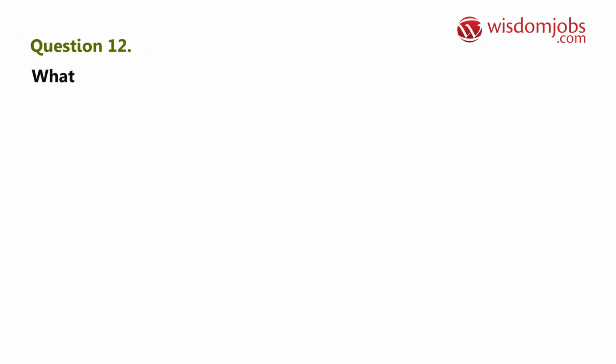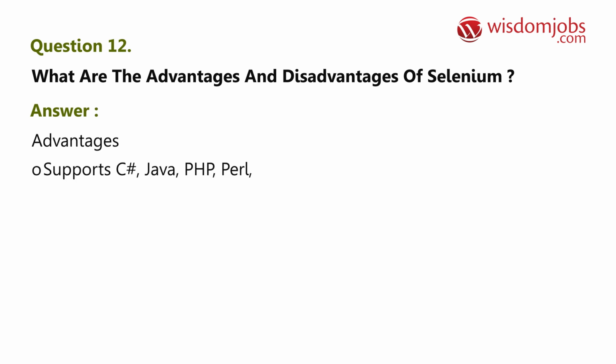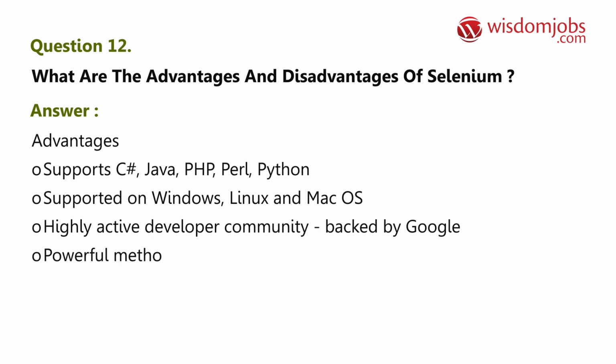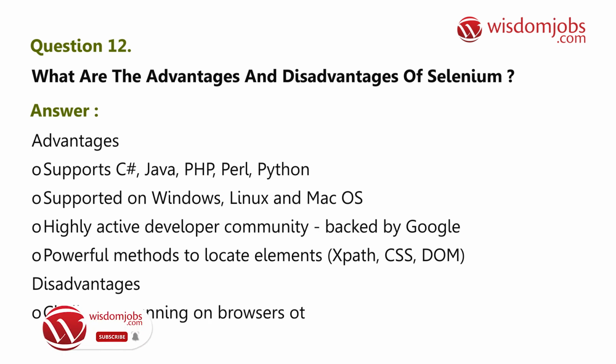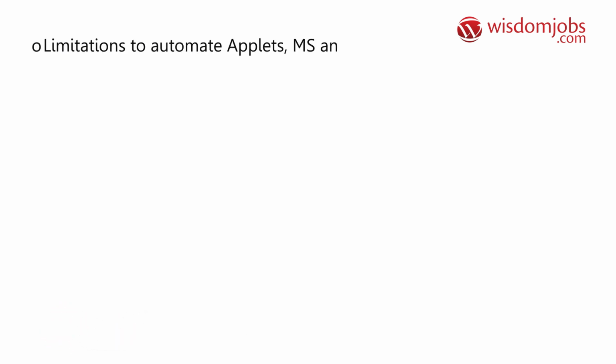Question 12. What are the advantages and disadvantages of Selenium? Answer. Advantages: supports C#, Java, PHP, Perl, Python; supported on Windows, Linux and Mac OS; highly active developer community, backed by Google; powerful methods to locate elements: XPath, CSS, DOM. Disadvantages: challenges running on browsers other than Firefox; difficulty to automate Ajax; limitations to automate applets, MS and desktop applications.